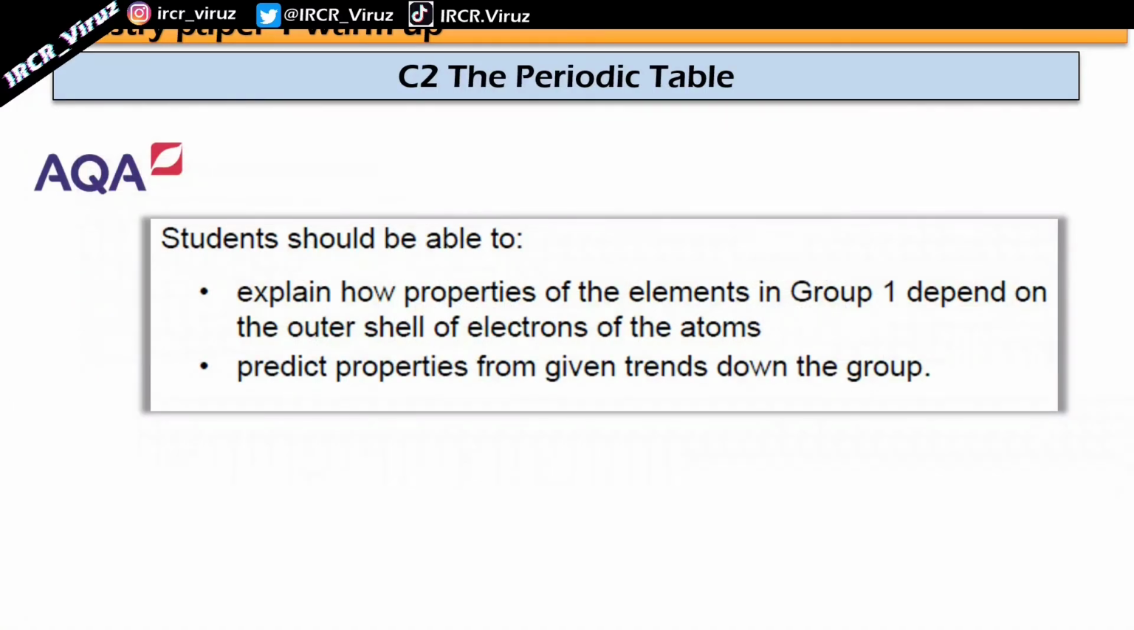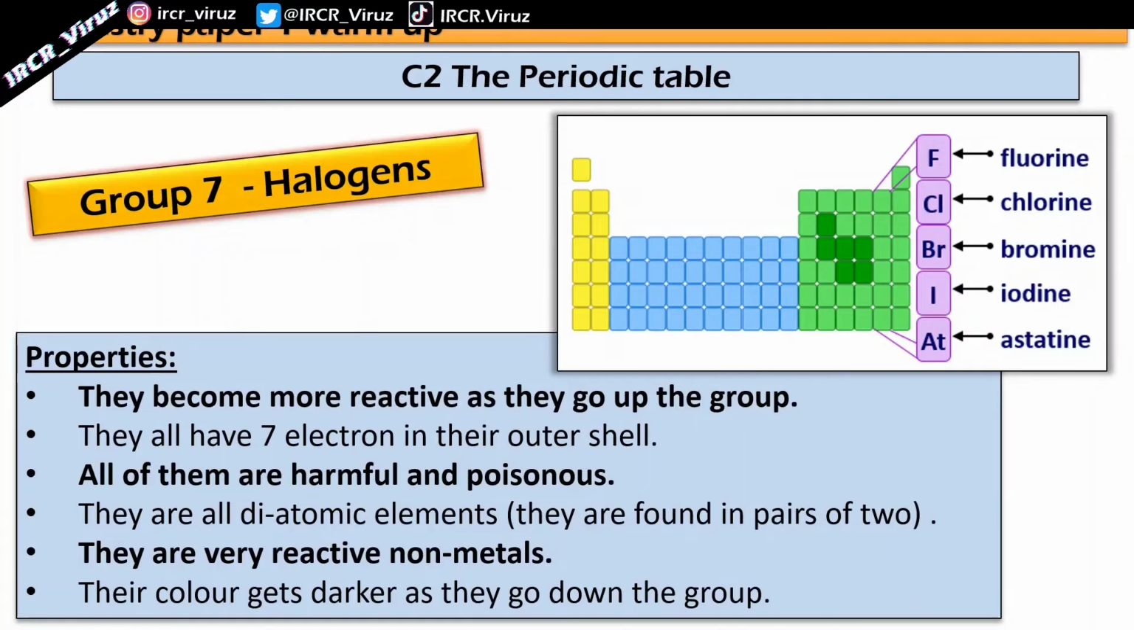Now, students, you should be able to explain how the properties of the elements in group 1 depend on the outer shells of electrons of the atoms, and predict properties given the trends down the group, okay? This is just what we said right now. You should keep that in mind and be able to explain and describe why this is happening, okay?